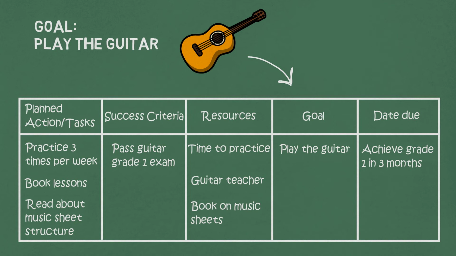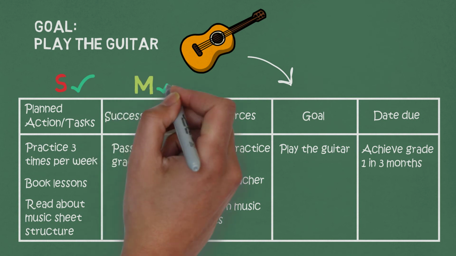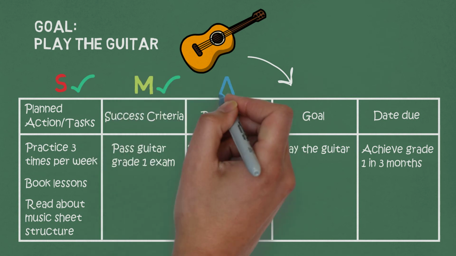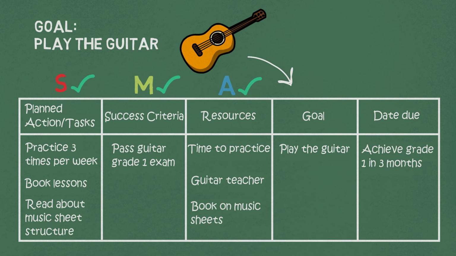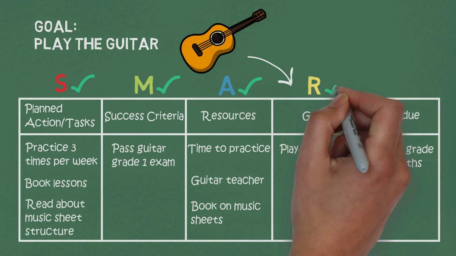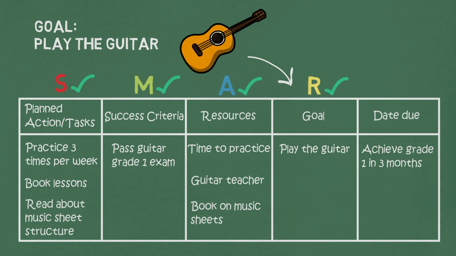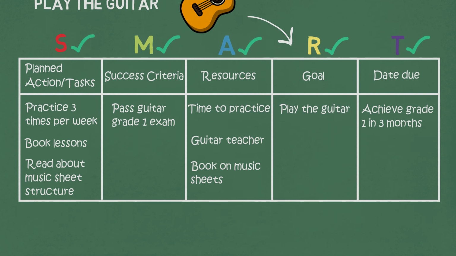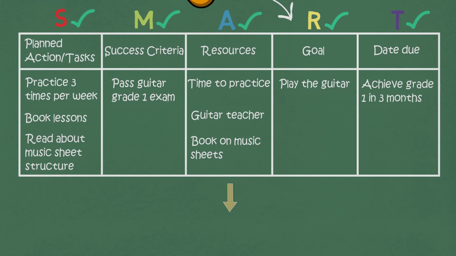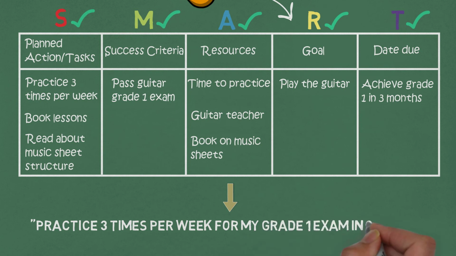So let's check, is this objective SMART? Is it specific? Yes. Is it measurable? Yes. Is it achievable? Yes. Is it relevant? Yes. And is it time-bound? Yes. So putting these elements together, your objective would be practice 3 times per week for my grade 1 exam in 3 months' time.